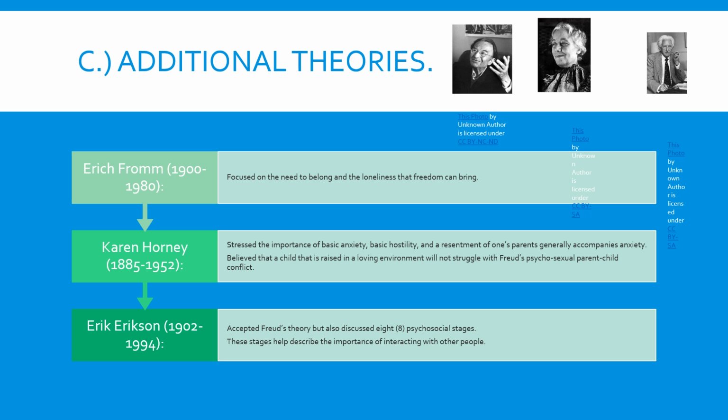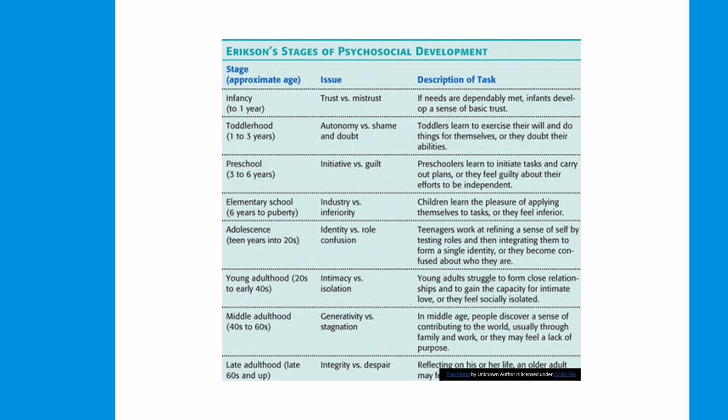Erik Erikson, 1902 to 1994, his picture's on the far right-hand side there, accepted Freud's theory but also discussed eight psychosocial stages. These stages help describe the importance of interacting with other people. So here they are, and we've looked at some of these earlier in the class this year. But take a moment to read these over. You can see the stage and the approximate age, the issue, such as trust versus mistrust, and then the description of the task. So I'll let you read over that for a minute or two.